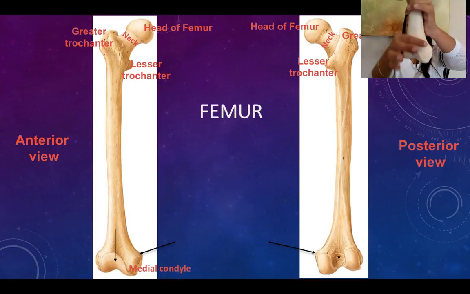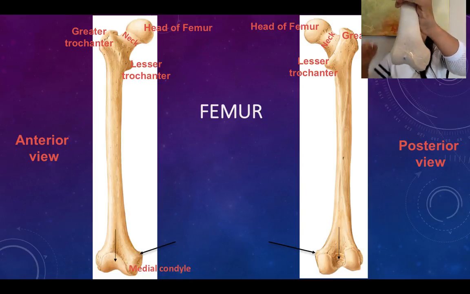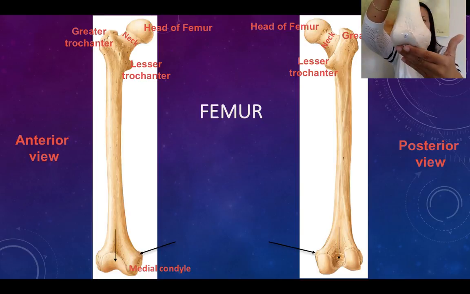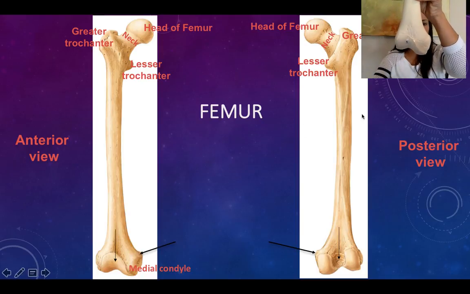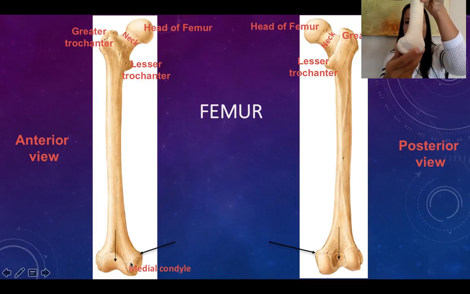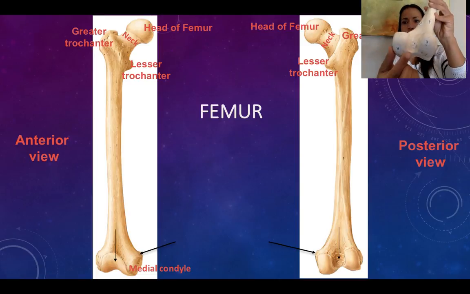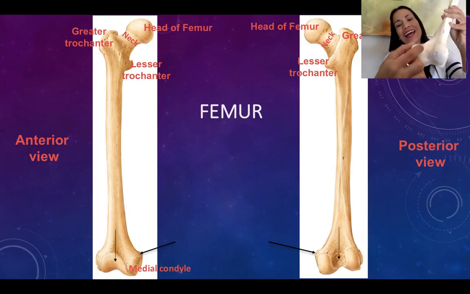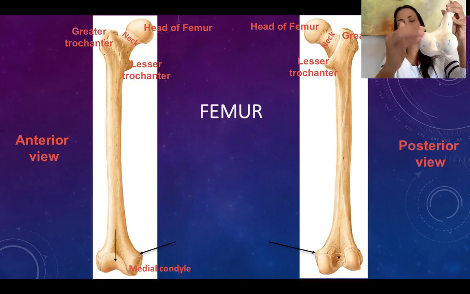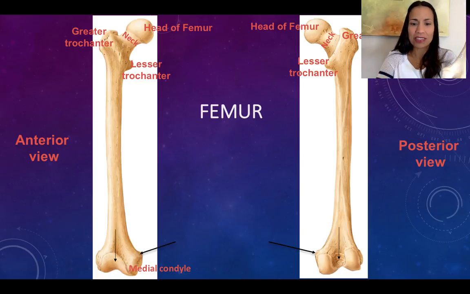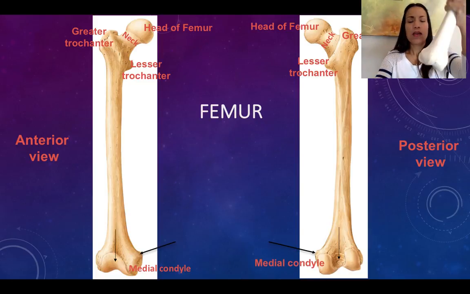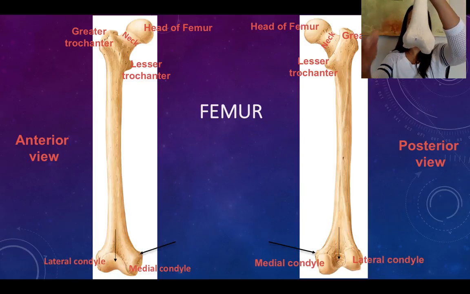Let's go to the distal end of the bone. Look, this is the anterior view, the one that you are seeing in your image, this one. And when I turn it, it looks like that. And this is your posterior view. And you can see, of course, these two round articulating surfaces. How do we call that? Condyles. And we have two, a medial condyle and a lateral condyle.